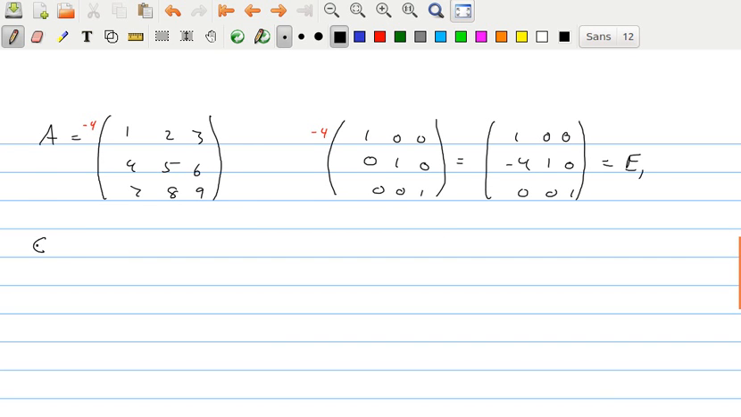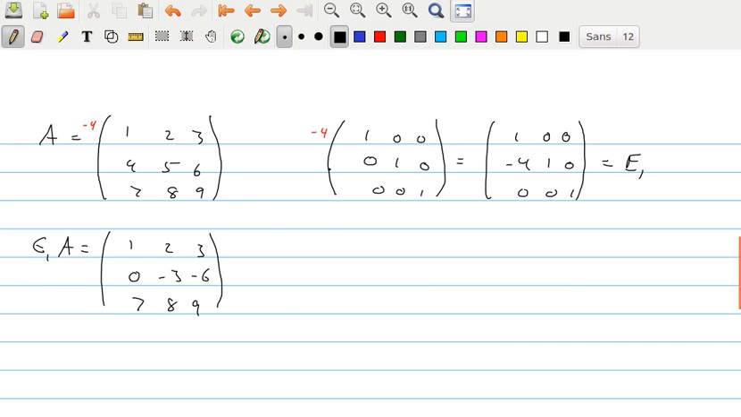So that says that E1 times A is, well, first row stays. The second row, we take -4 times the first, add it to the second. So -4 plus 4 is 0. -8 plus 5 is -3. And -12 plus 6 is -6. And then the bottom row stays as is, 7, 8, 9.